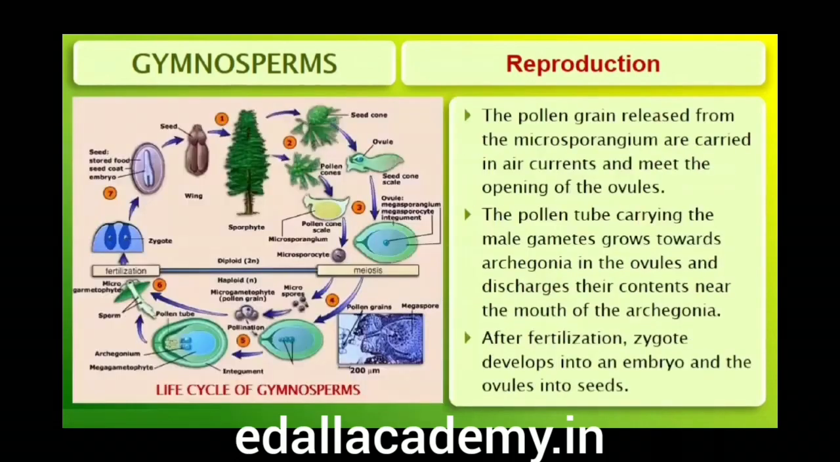The pollen grain is released from the microsporangium. They are carried in air currents and come in contact with the opening of the ovules borne on megasporophylls. The pollen tube carrying the male gametes grows towards archegonia in the ovules and discharges their contents near the mouth of the archegonia. Following fertilization, the zygote develops into an embryo and the ovules into seeds. These seeds are not covered.